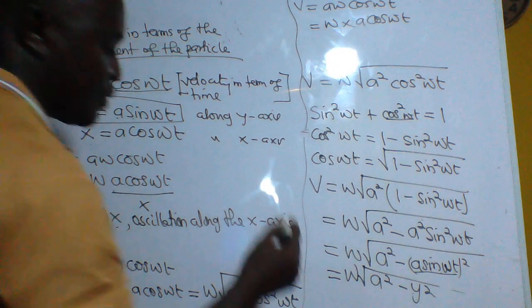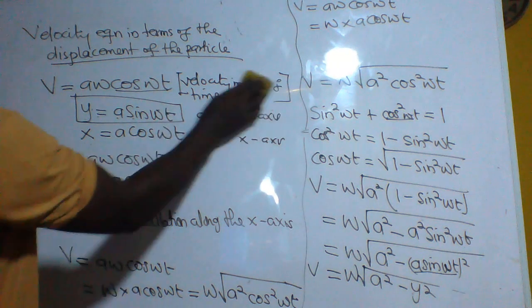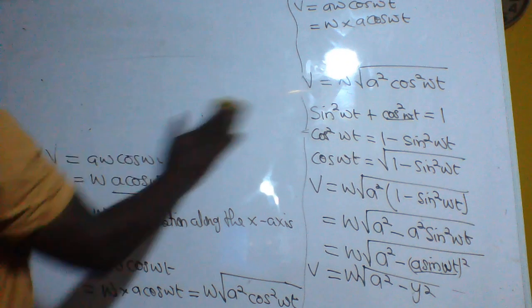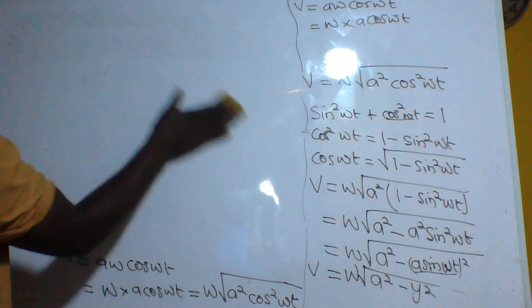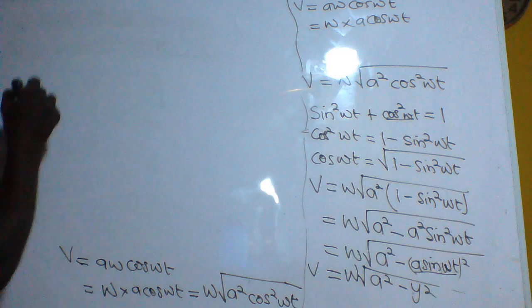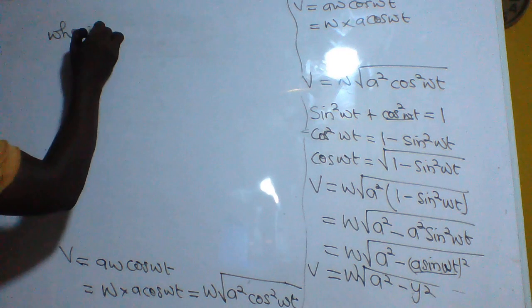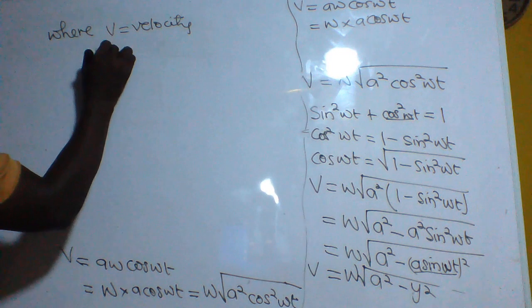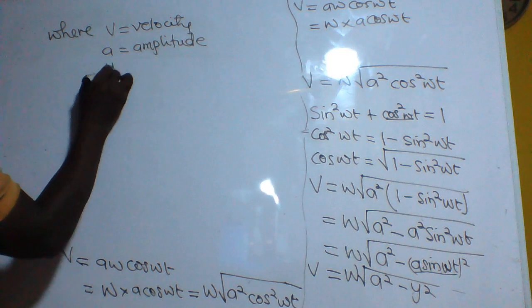So this is it. We have v is equal to omega times the square root of A squared minus y squared, where, let's define the variables, v equals velocity, A equals amplitude, y equals displacement.